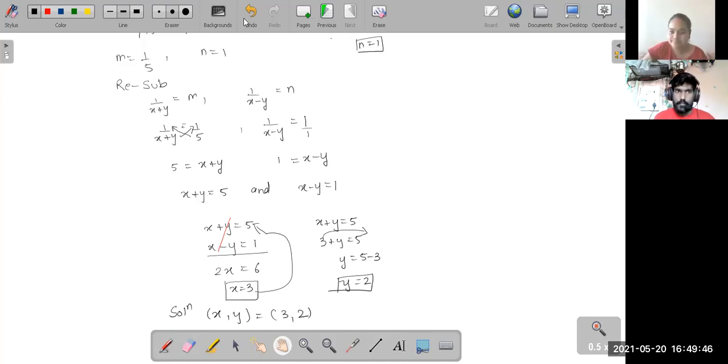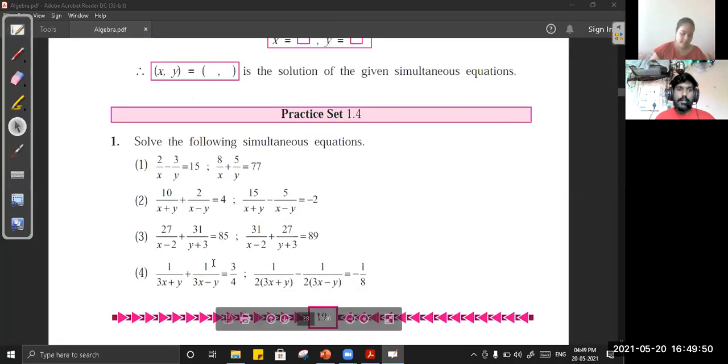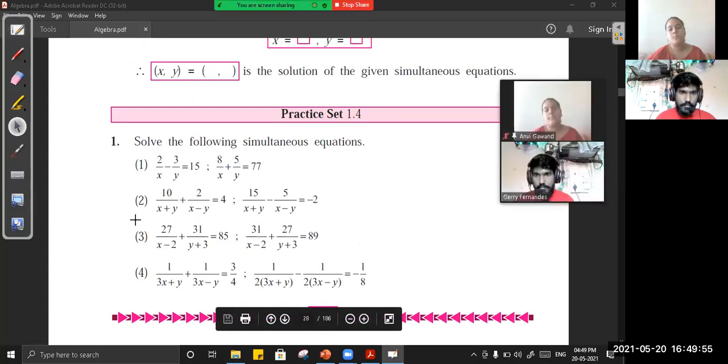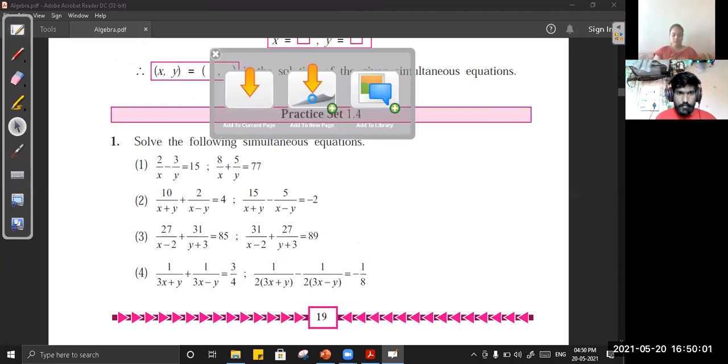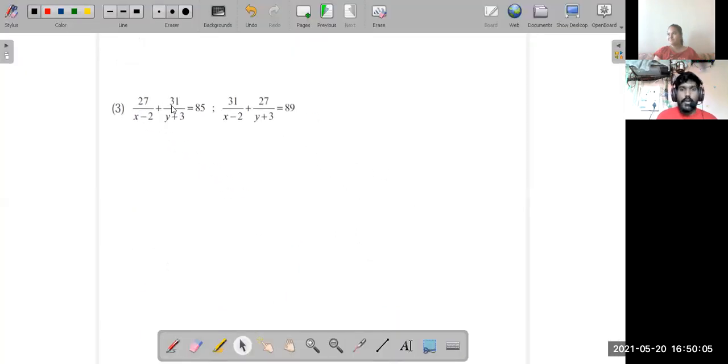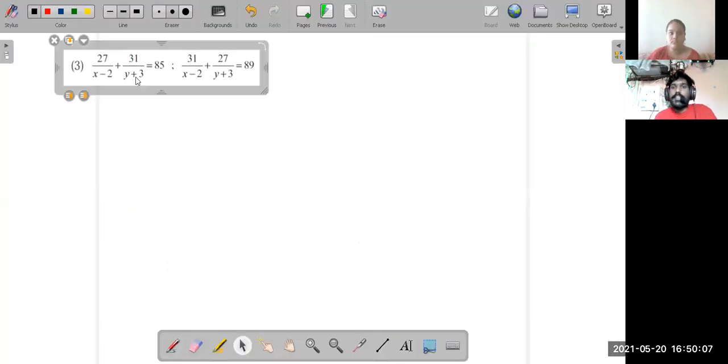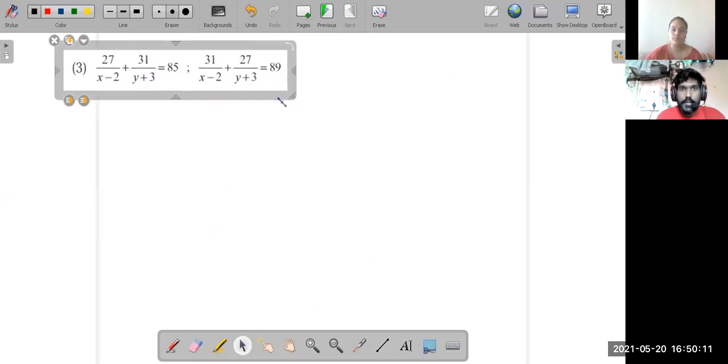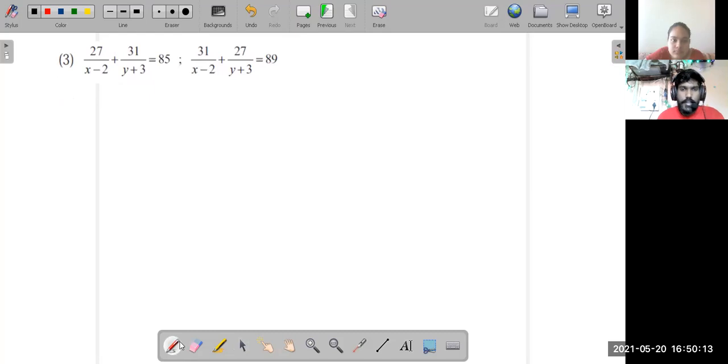Done. Okay. So we'll do the third one. The third one is comparatively easy, although it looks like there are big numbers, but it is easy. Exactly the same way.